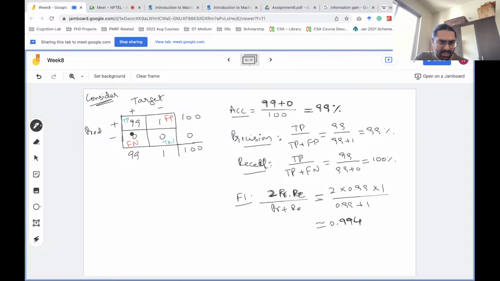Point number one: precision, recall, F1 score, all of these are also very high, right? So what's happening here? Hence we need something better in terms of metrics and losses to be able to fix this issue. Some possible metrics are like this.